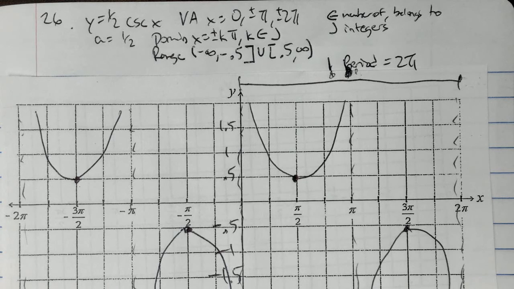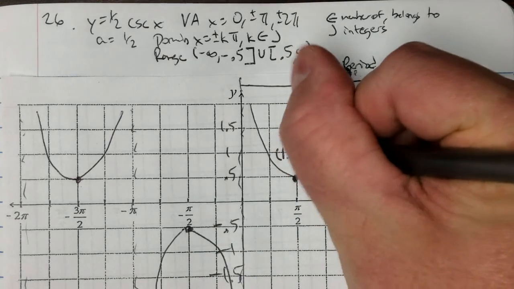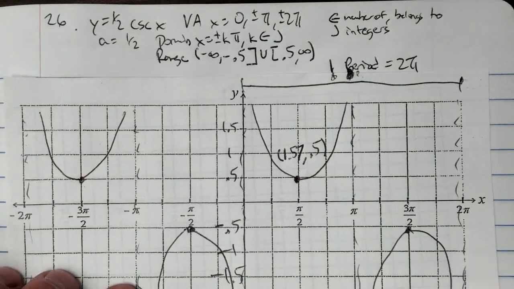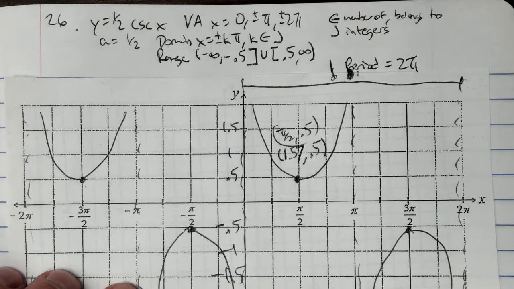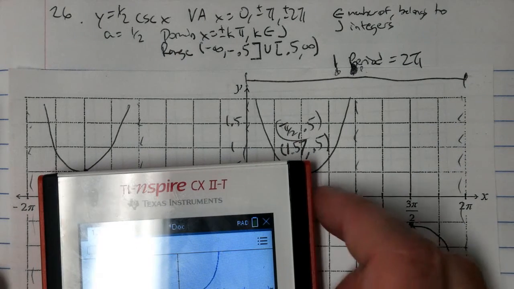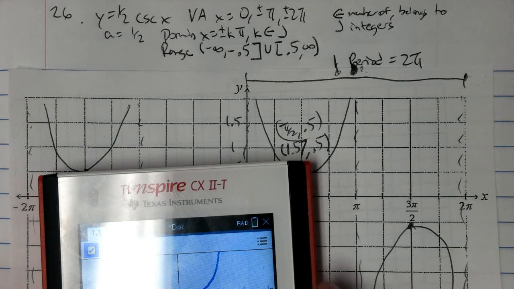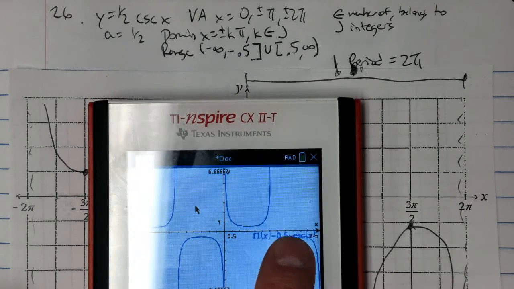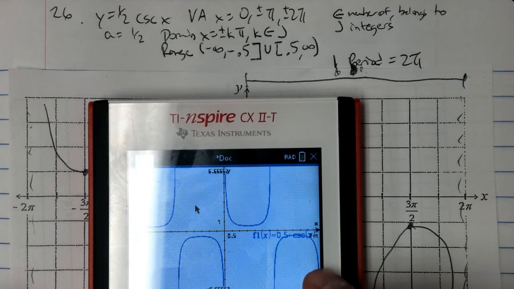Again, if you want to do this on your calculator as well, you can. This would be the point where it would look like 1.57 something, comma 0.5, which is really pi halves, comma 0.5. So let me show you that. 0.5 cosecant x. Okay, and what I'm going to do is go to my minimum, because I'm going to do this one. If I was to do my maximum, it would have been this one or this one.